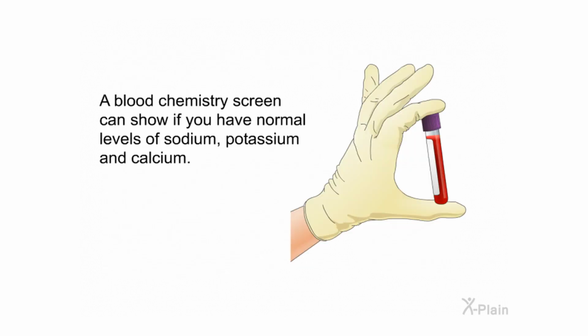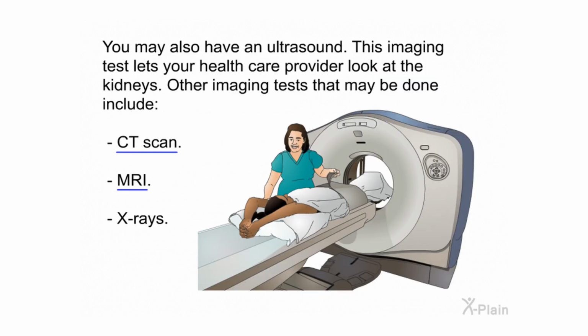A blood chemistry screen can show if you have normal levels of sodium, potassium, and calcium. You may also have an ultrasound. This imaging test lets your healthcare provider look at the kidneys. Other imaging tests that may be done include CT scan, MRI, X-rays.